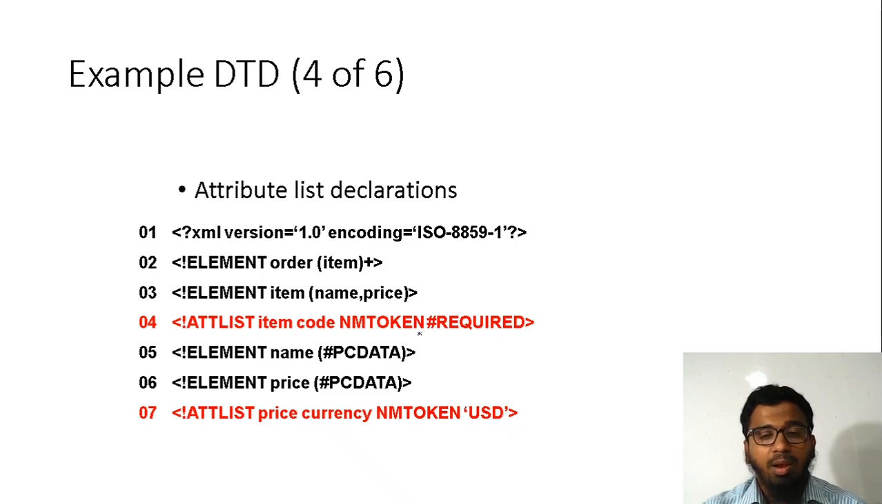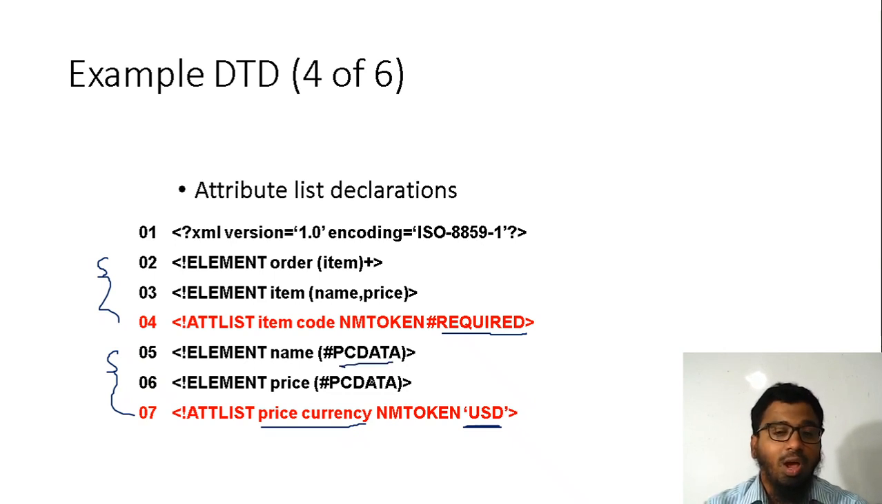What is the attribute list? Item code NM token is required. And the attribute list price currency, item code NM token is USD. So whatever we are writing here, we are elaborating here. Here we have taken item, and we have taken name and price. For name and price we are giving the validation, PCDATA like validation.